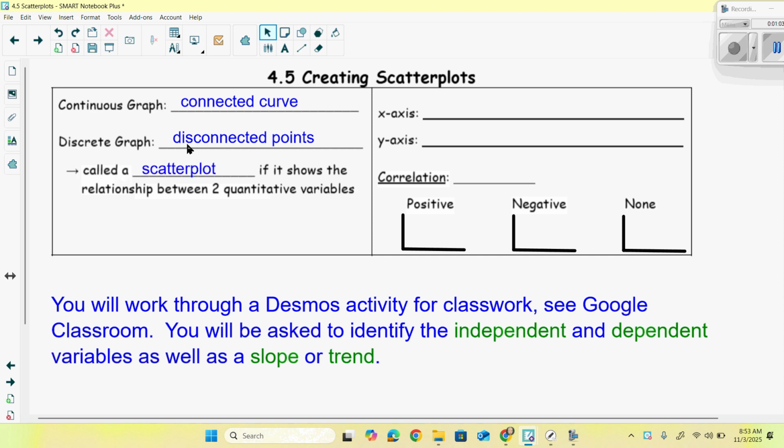The graph that we create by plotting points is called a scatter plot. Scatter is a good word there. It implies that the points are not necessarily all what we call collinear or on the same line. It shows the relationship between two quantitative variables, and the quantitative variables need to be numbers, and we are looking for a connection, a relationship.